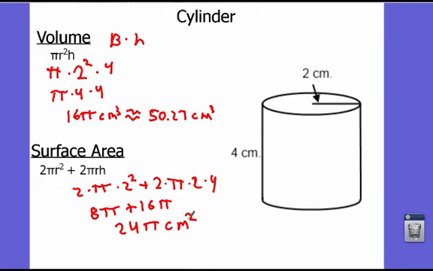Okay, or we can rewrite this as approximately 75.4 centimeters squared. All right, so now we found the volume and the surface area of a cylinder. Now, the most correct way to write these is the exact answer, 16 pi and 24 pi. On a test, you might see it as the approximate answer. In class, I want to see it as the exact answer.